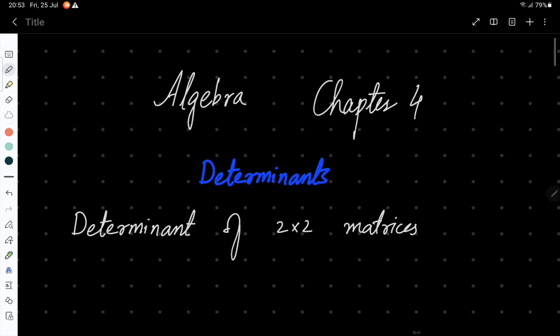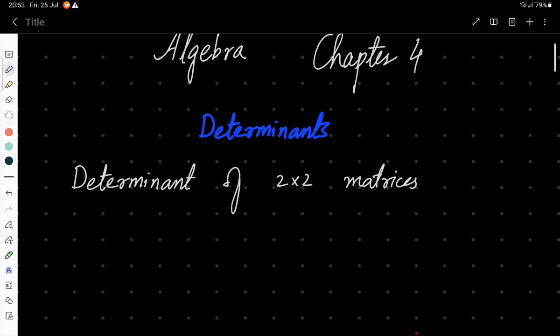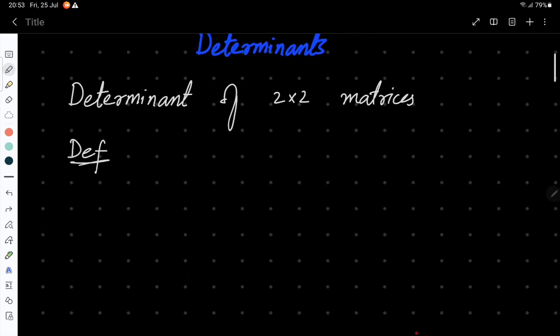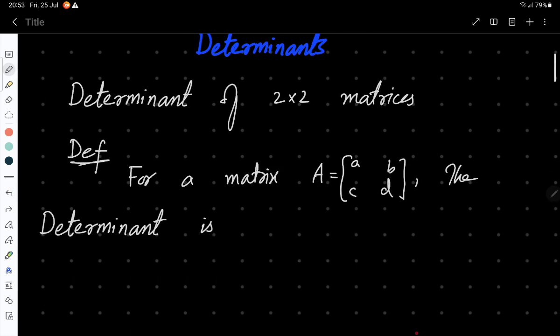Okay, in this chapter we will talk about the determinants. This is chapter 4. So in the first section we will talk about the determinants of 2 by 2 matrices. Then we will talk about the determinants of bigger matrices. So look at the definition. The definition of the determinant of a 2 by 2 matrix. This is the 2 by 2 matrix, a general matrix.